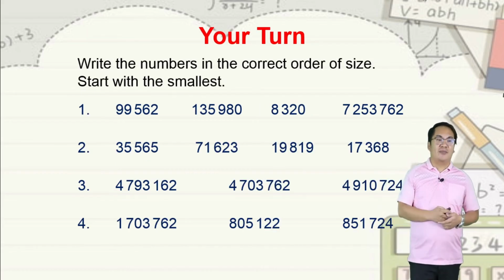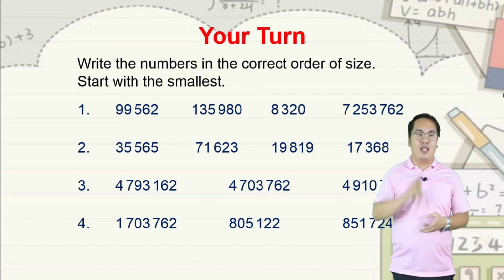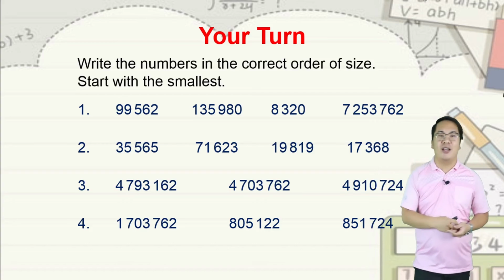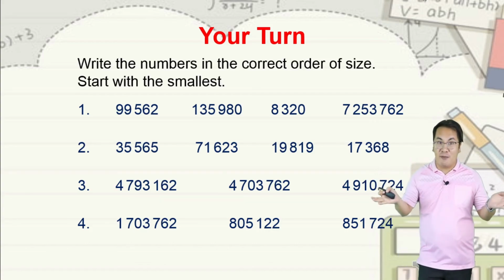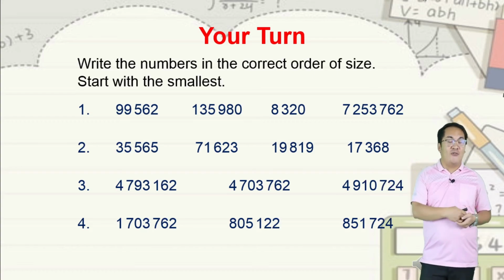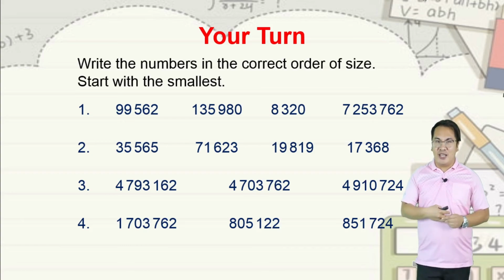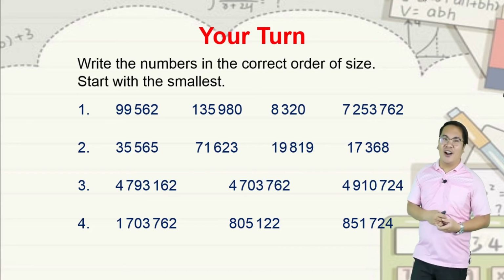Your turn. I have here a set of numbers again, and you are going to write them from the smallest to the biggest number. Are you ready? Just like we did before, you need paper and pencils, and this is only for 5 minutes for you to do this. You need to pause this video if you want. Are you ready? Let's start.